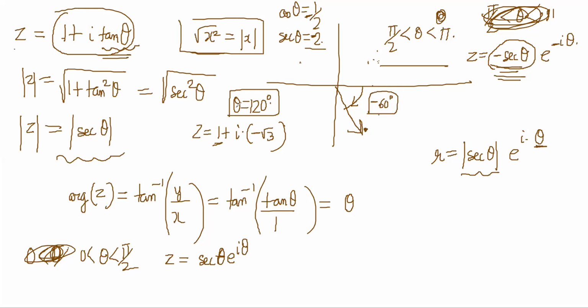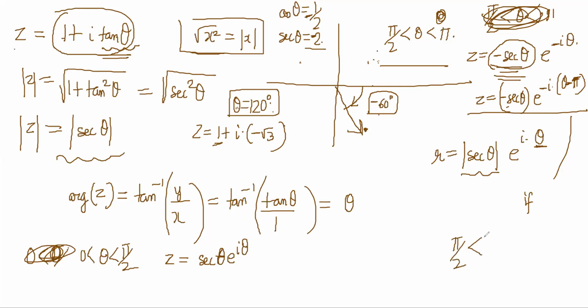And the angle that I'm getting from theta is 120 degrees. So for 120 degree, I have to put a minus sign, but I have to do theta minus pi, right? Minus i, theta minus pi I should write. You understand? This is the mod amplitude form, if only theta was between pi by 2 to pi.